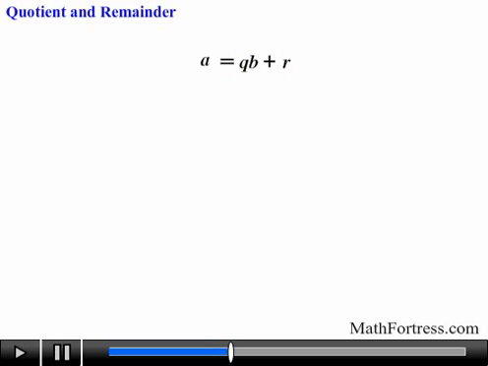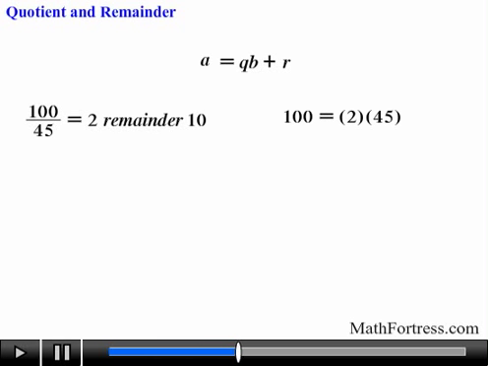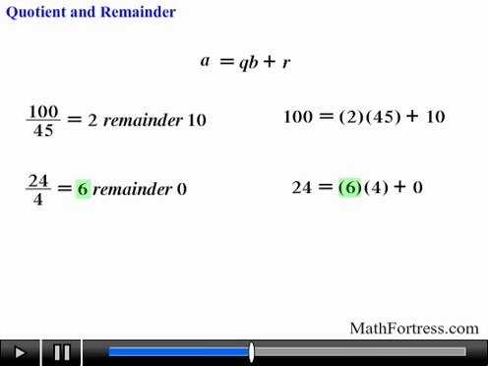For example, 100 divided by 45 is 2 remainder 10, since the greatest multiple of 45 that's less than or equal to 100 is 2 times 45, or 90, which is 10 less than 100. In the next example, 24 divided by 4 is 6 remainder 0, since the greatest multiple of 4 that's less than or equal to 24 is 24 itself, which is 0 less than 24. The fact that we got a remainder of 0 means that 4 is a divisor or factor of 24.